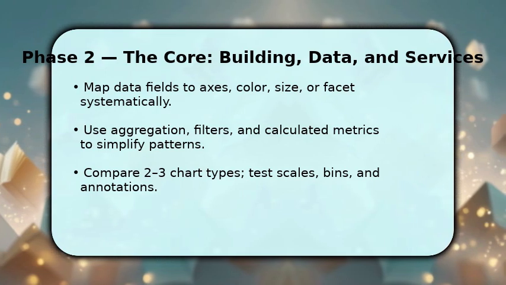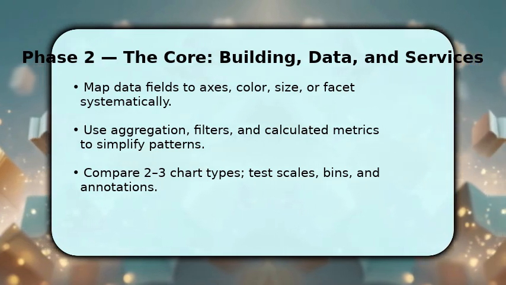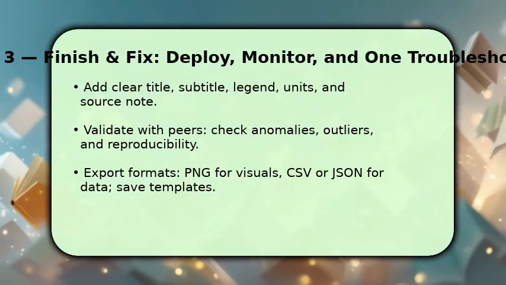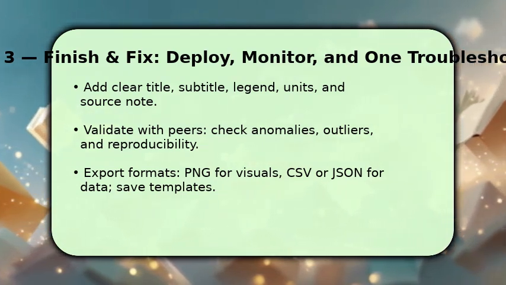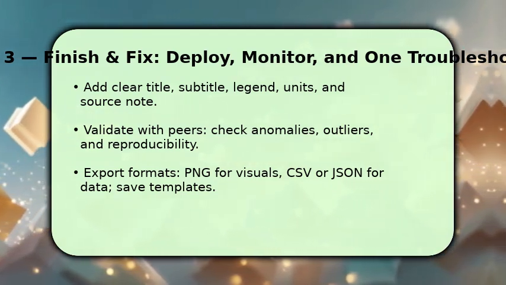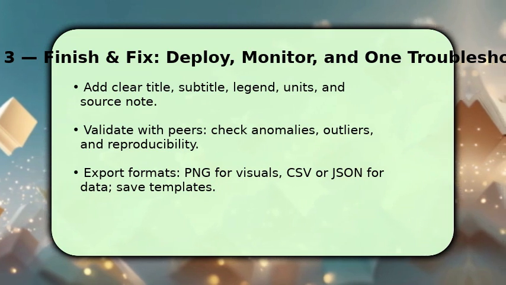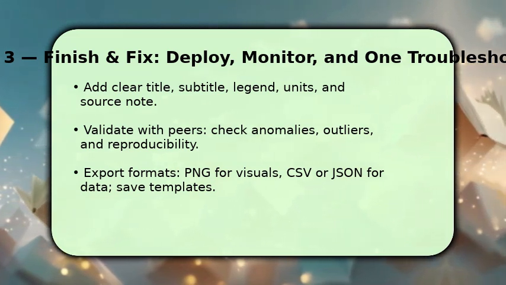You finish by polishing labels, concise title, contextual subtitle, units, legend, and a source note so viewers trust the chart. Then validate the output, ask a peer to reproduce a key metric, and investigate any anomalies or outliers you find.